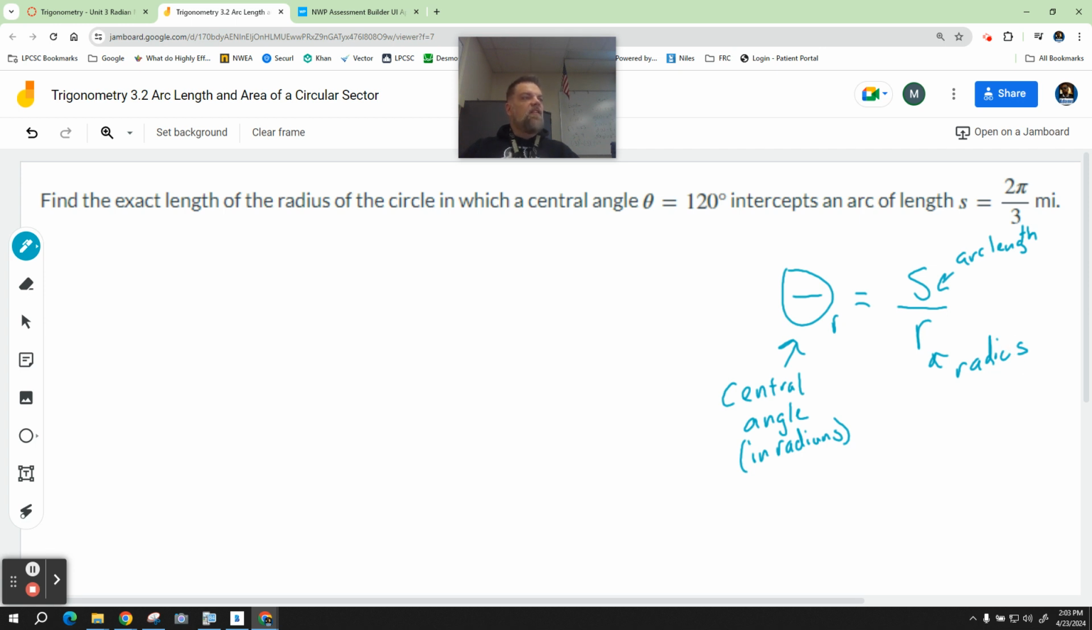Then we did another formula in this section where we said the area is equal to 1/2 the radius squared times theta. Now, this is the area of a sector, which is like a slice of a pizza pie. So depending on what they're asking us, we either use the red formula or the blue formula.